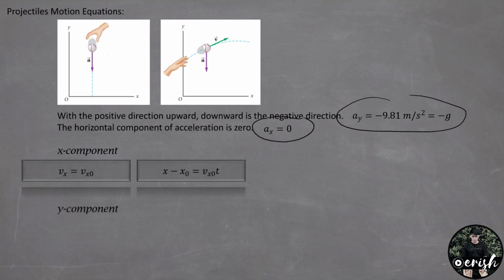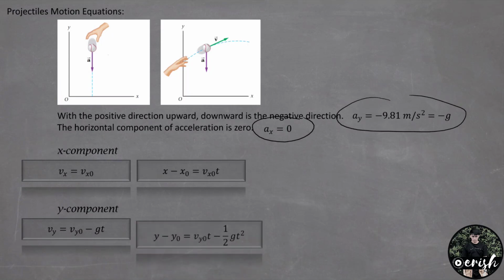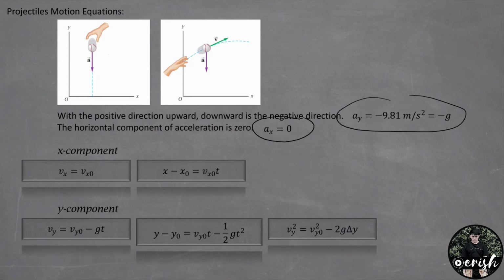For the y component naman, we have three equations. Vy is equal to v sub yo minus gt, or simply plus times the negative gravity times time. Another, y minus y sub o is equal to v sub yo times t minus 1/2 g times t squared. Kaya naging minus 1/2 yan is simply yung negative gravity pa din. And we have v sub y squared equals v sub y o squared minus 2g delta y.